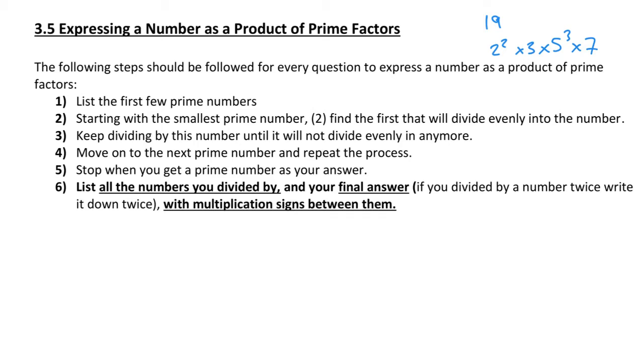So the first thing that we need to do is to consider the first few prime numbers. So we're thinking about 2, 3, 5, 7, 11, 13 and so on. Then start with the smallest prime number, so that's 2. Divide the number if it goes into it. And you keep going until it won't divide evenly anymore.